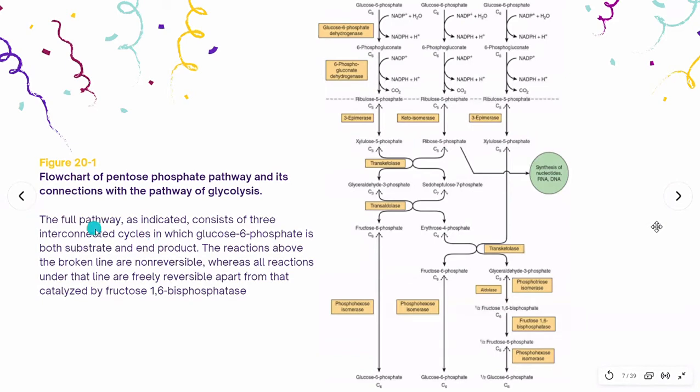The pathway is indicated and consists of three interconnected cycles with glucose 6-phosphate as both substrate and end product. The reactions above the line are non-reversible, whereas all reactions under that line are freely reversible apart from the one catalyzed by fructose 1,6-bisphosphatase.